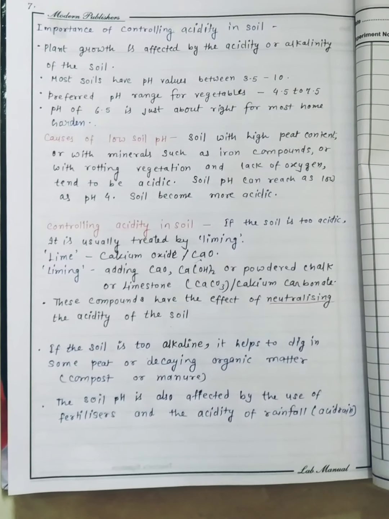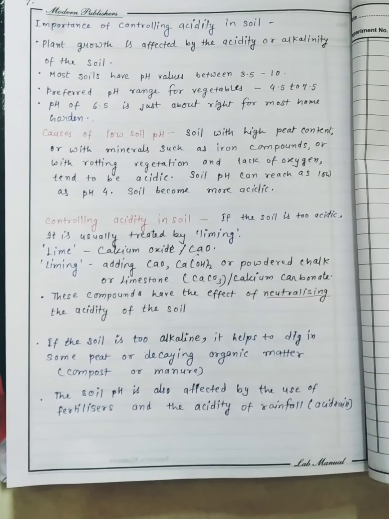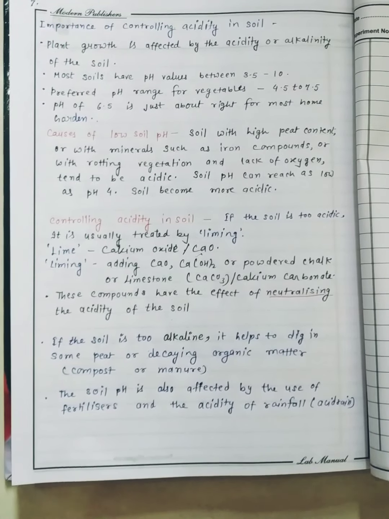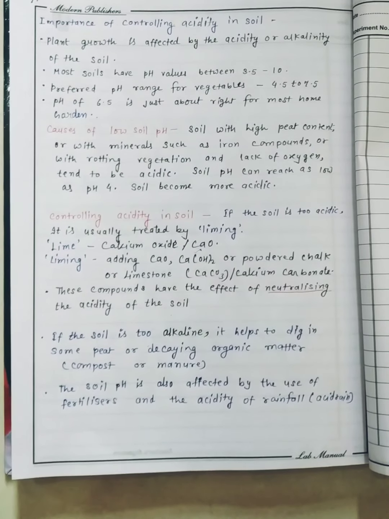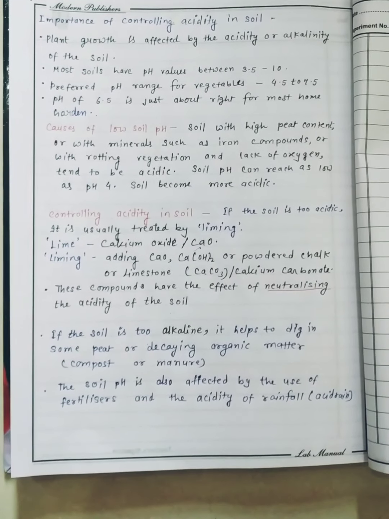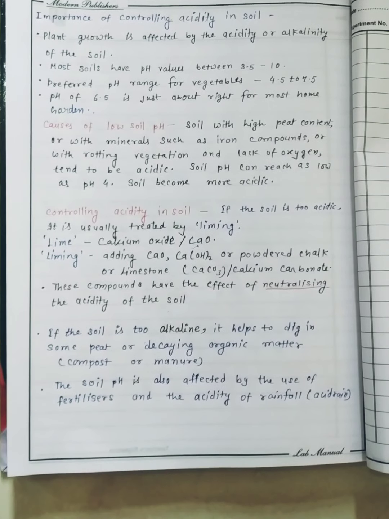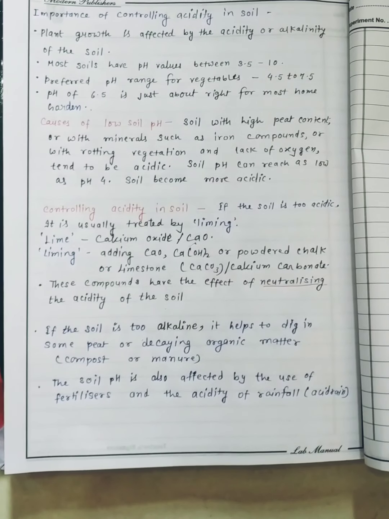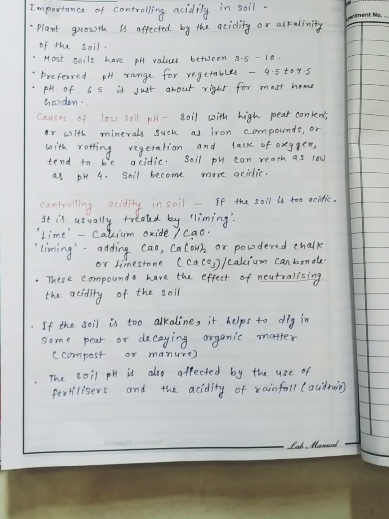Sometimes the soil is too alkaline. If you are adding so many composts, manure, in that case you are adding base in the soil to increase the pH of soil to gain neutrality. But sometime if you are adding more manure, more compost to the soil, soil become alkaline and the pH value of the soil increases.